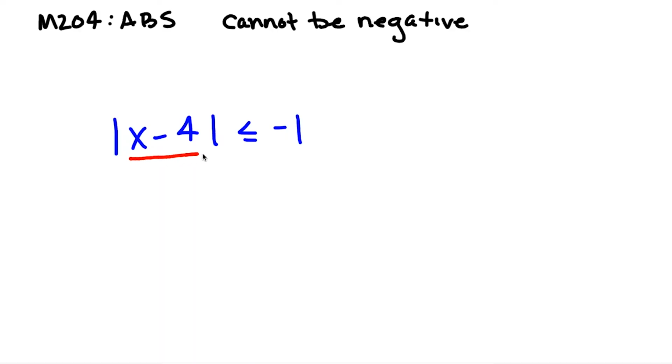Remember that an absolute value's smallest value is 0. So if the question says the absolute value of x minus 4 is less than or equal to negative 1, the answer to this is the null set. There is no number whose absolute value is negative.